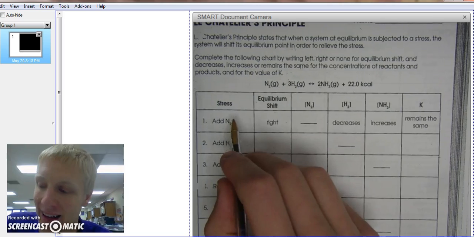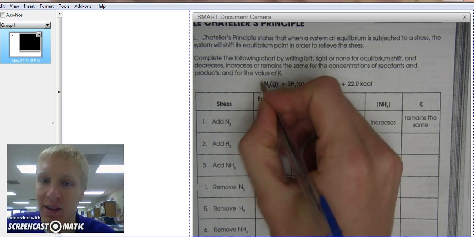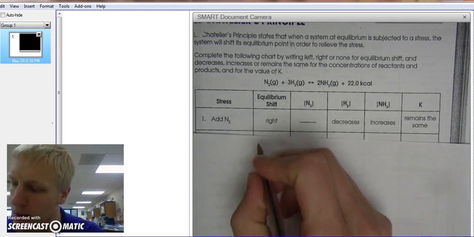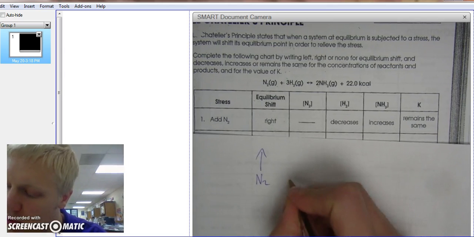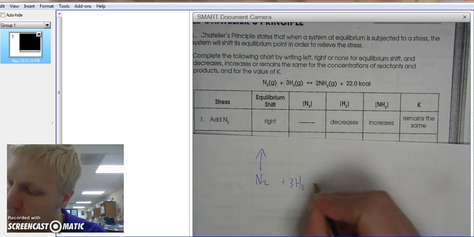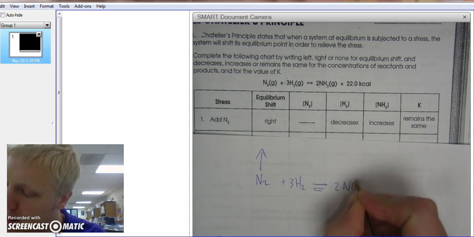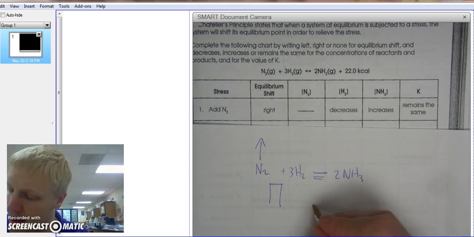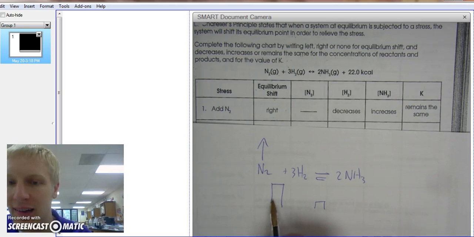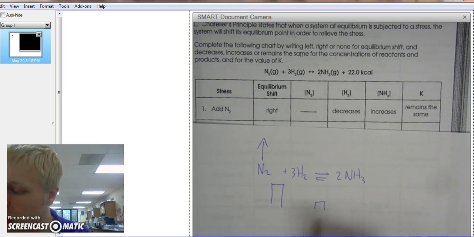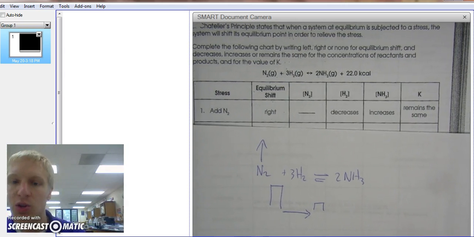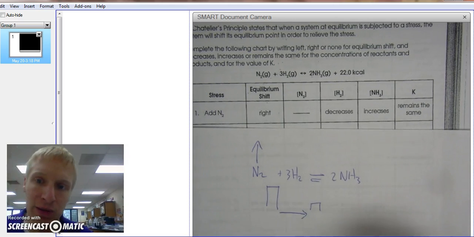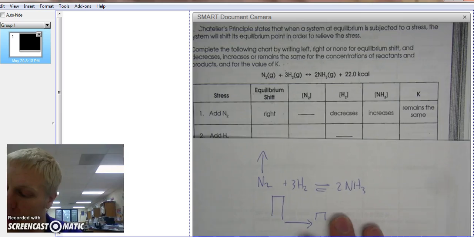Alright, so for this first one, it's already done for you, but just going over it, it says if we add N2. So we are increasing our amount of N2. Alright, so if we're increasing N2, this teeter-totter is unbalanced, so it looks like this. We have more reactants than we do products, so the equilibrium is going to shift to the right to balance this out so that we have just as many products as we do reactants according to the equilibrium constant.